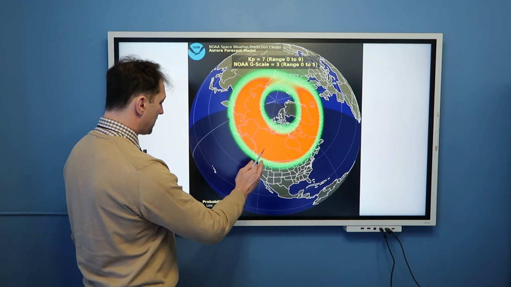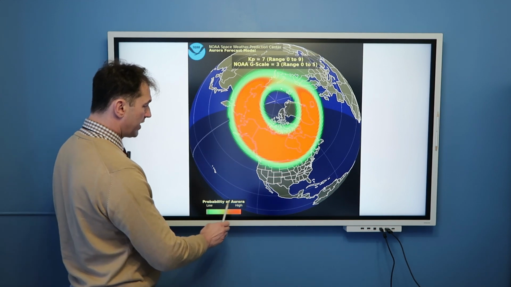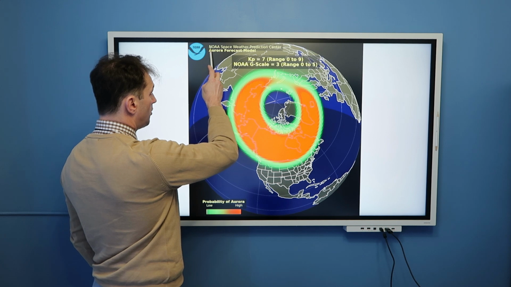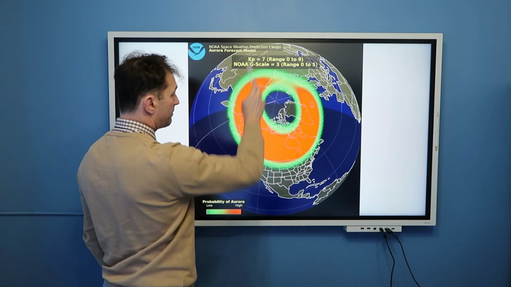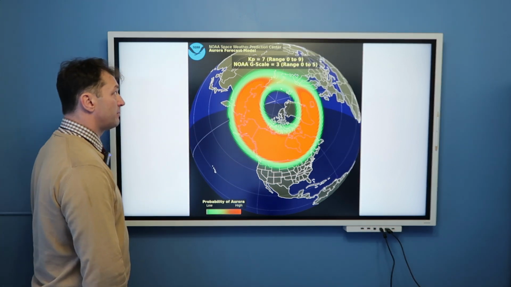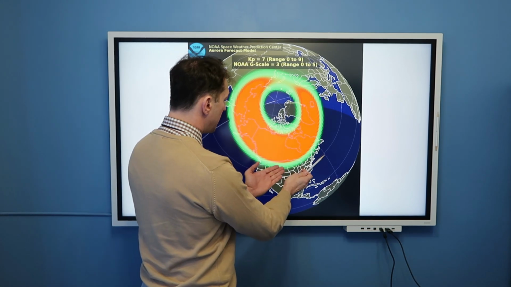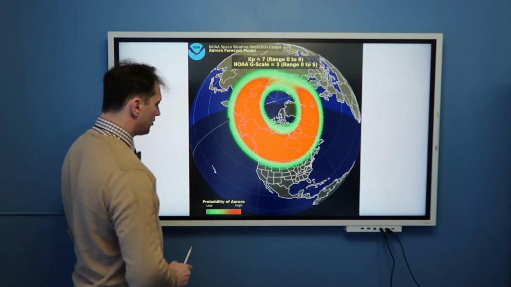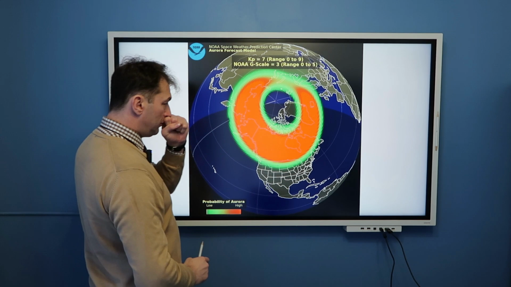Here we see a forecast in terms of the probability of aurora between low and high, provided by the NOAA, National Oceanic and Atmospheric Administration Space Weather Prediction Center in the United States of America. Here is the map of North America, United States and Canada, and red is high probability of aurora, whereas green is somewhat low probability.